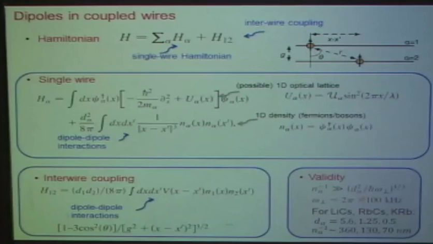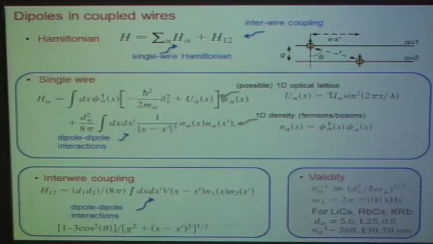Okay, so what is the basic Hamiltonian? The basic Hamiltonian is the following. We are going to look at it from now on. We have two wires, so we look at one-dimensional geometries. We have molecules which are polarized perpendicular to the wire, and they are separated by a distance, so this is basically the geometry. They interact via dipole-dipole interaction across the wire. So intra-wire and inter-wire are all dipolar interactions.